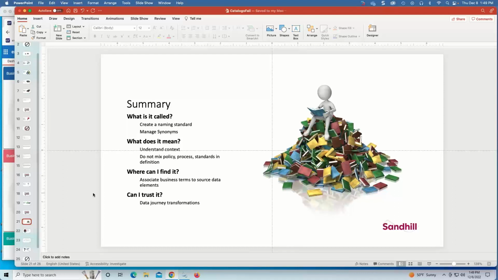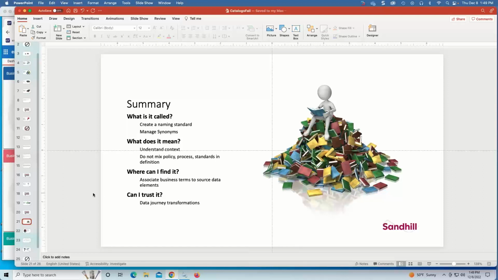The other thing in meaning is not to take a definition and start to embed things like policies and processes and standards in that definition. The best practice is to separate out what is a policy, what is a process, what is a standard, and then associate those with the definition. That way, if a policy ever changes or a process changes, you don't have to go into your business glossary and start to modify those things. You can manage them all separately.